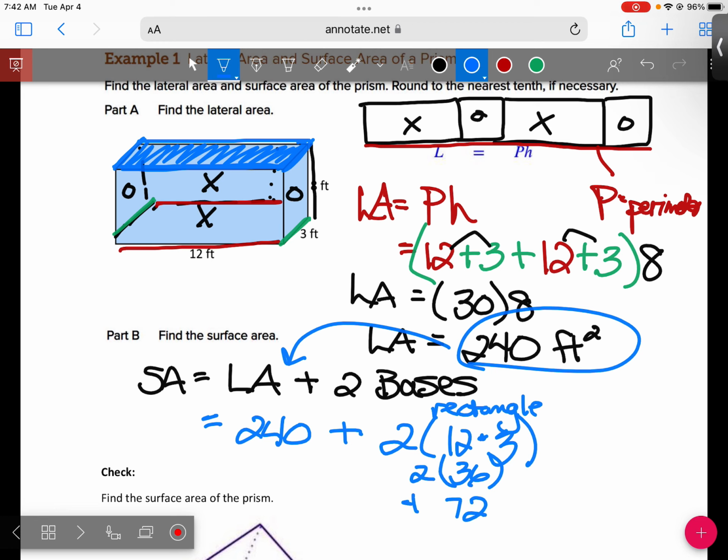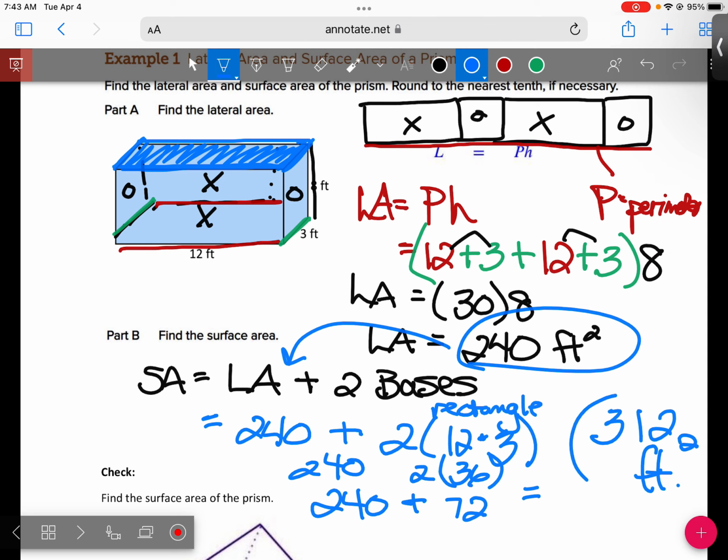This 240 is just sitting there waiting for us to get all these calculations done. Bring down this 240, so my surface area is 240 plus 72, which is 312. And how am I going to label it? Feet squared, because it is surface area. Feet squared. So for any prism, you're finding the lateral surface area, the side surface area, plus your two bases.